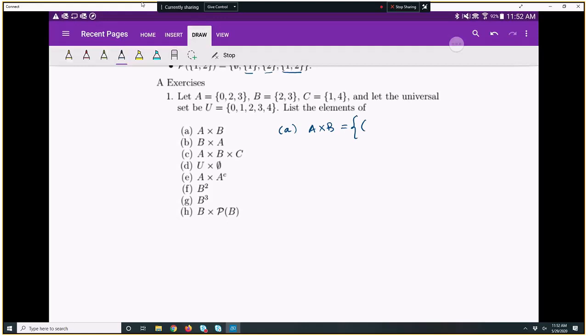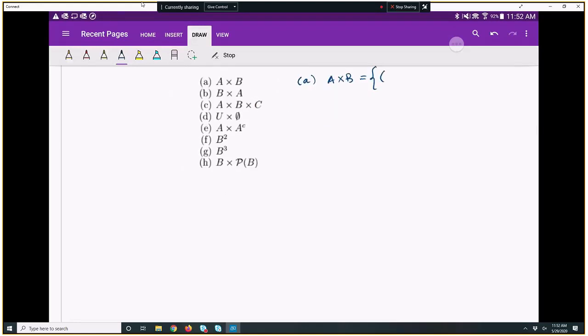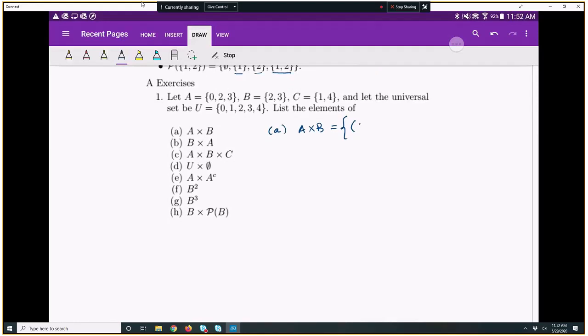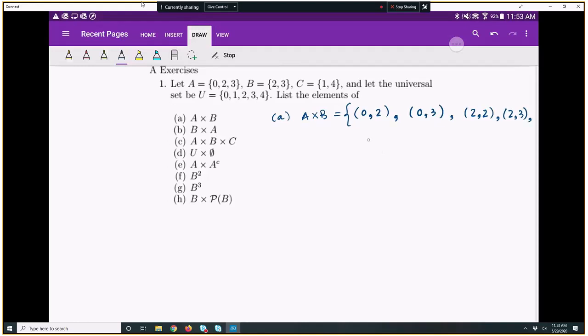And generally it's going to help to be a little bit orderly about this. So you'll see how I'm going to write this down. My first ordered pair, I want to take the element 0 from my set A, and I'll say (0, 2). That's one ordered pair, one element in my Cartesian product. And then I'm going to take (0, 3). Then I'll move on to the next element in A, which is 2. So I'll take (2, 2) and (2, 3). And then moving on to the next element in my set A, I'm going to do (3, 2) and (3, 3).